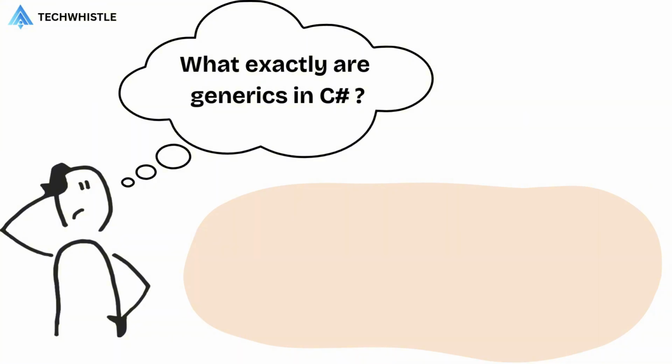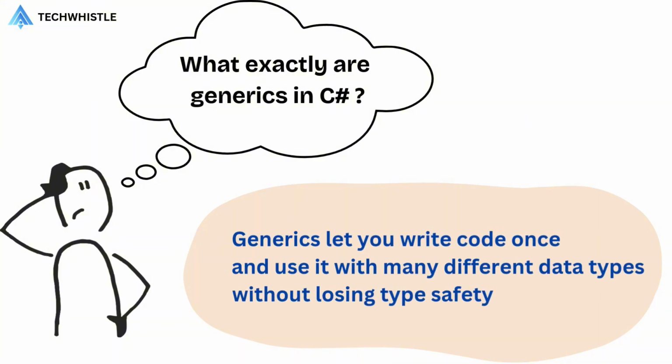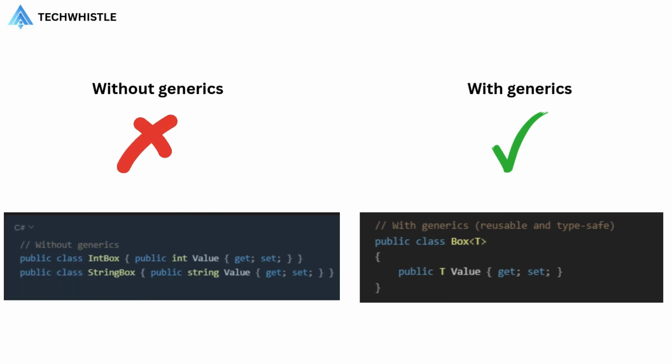What exactly are generics in C#? Put simply, generics let you write code once and use it with many different data types without losing type safety. Instead of writing one class for integers, another for strings, and another for your own person object, you write it once with a placeholder type, usually called T. Later, you decide what T should be when you use it. See the difference? With generics, we only write Box once, and it can hold an int, a string, or even a custom Person object. No duplication, no messy casting.